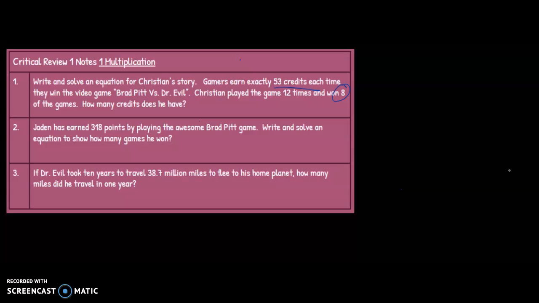Gamers earn exactly 53 credits each time they win the video game Brad Pitt versus Dr. Evil. Christian played the game 12 times and won 8 of the games. How many credits does he have?